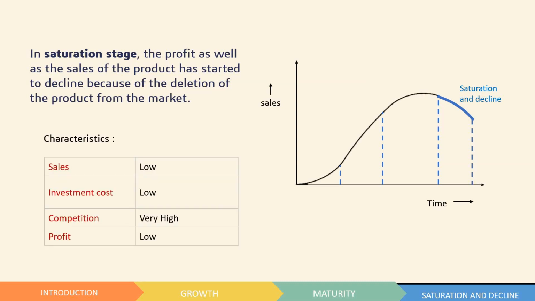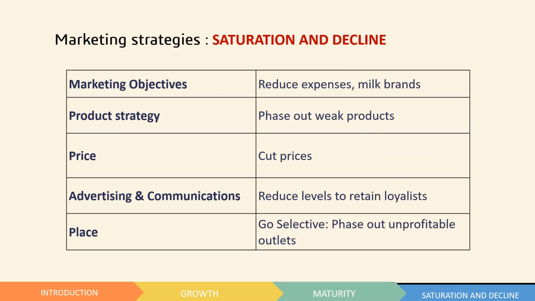So these are the characteristics of this stage. Sales, investment cost, and profit all will be low, but the competition will be very high due to the emerging of new companies on the same product. So the strategies to be followed in this stage are you should reduce expenses and milk the brands. Milking brand means not giving importance to the brand value and just concentrating on selling off the products we have. Phase out weak products and cut the prices.